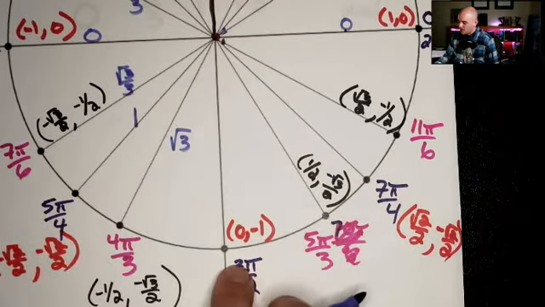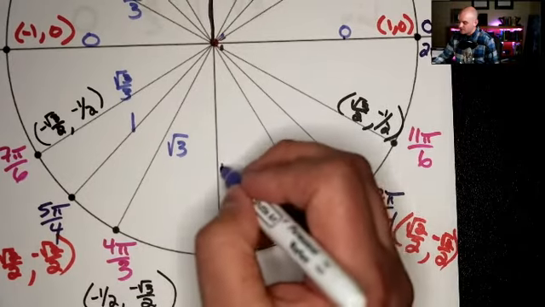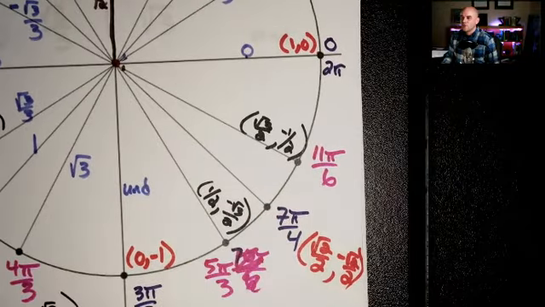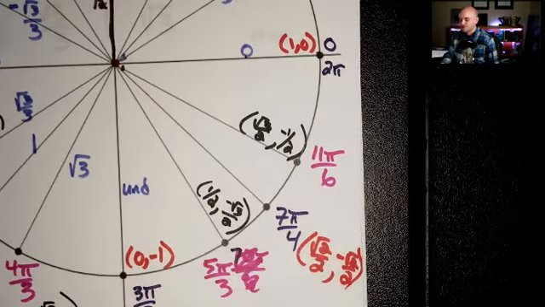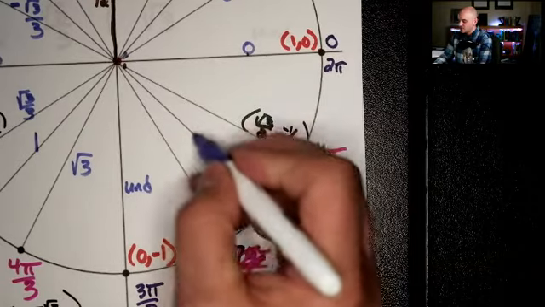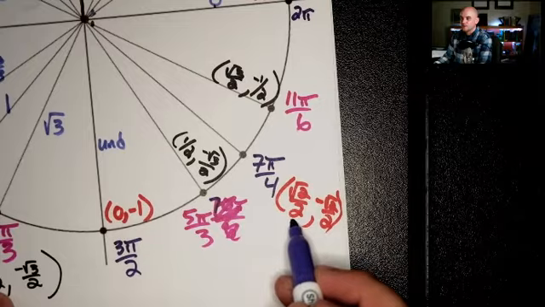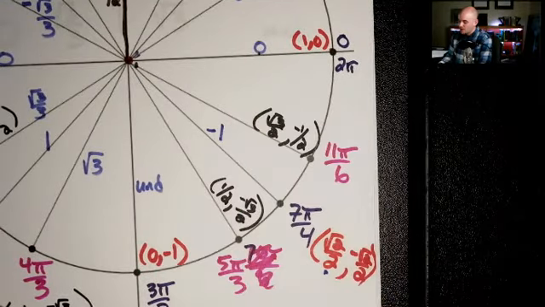Now, at the bottom here, what's the slope of this line? It's undefined, so the tangent of 3 pi over 2 is undefined. That takes us to the fourth quadrant. There are only 3 more angles to fill out for tangent. This one right here is in the middle. Remember, it's negative root 2 over 2 divided by root 2 over 2. That's going to give me a negative 1.